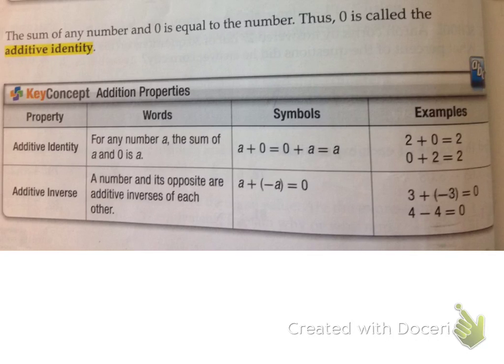And then we also have one that's called the additive inverse. That means if I add a number and its opposite, you end up getting 0. So A plus negative A is 0. 2 plus negative 2 is 0. Boom. That's what it means.